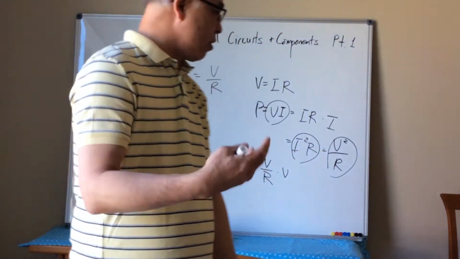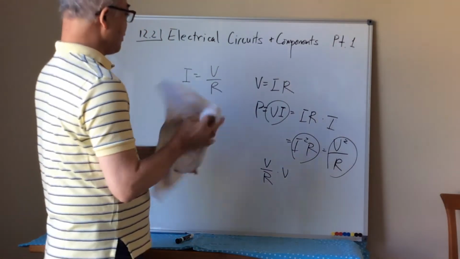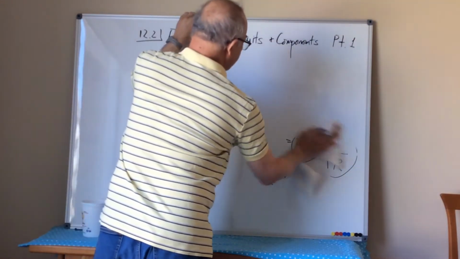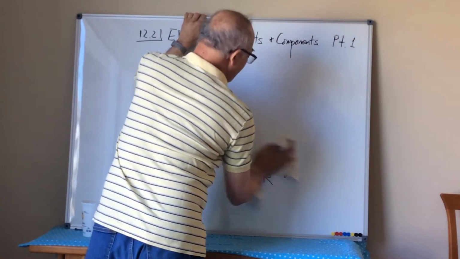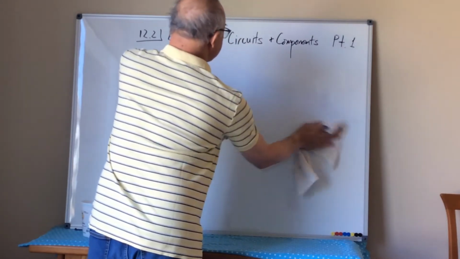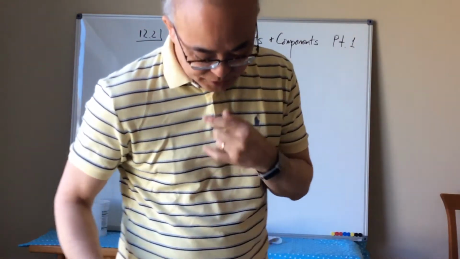And so power is used where? Where you usually see it is in your electric bill. In an electric bill, you're going to be charged by kilowatt hours. How many kilowatts have you used, times the hour, not the amount of hours.